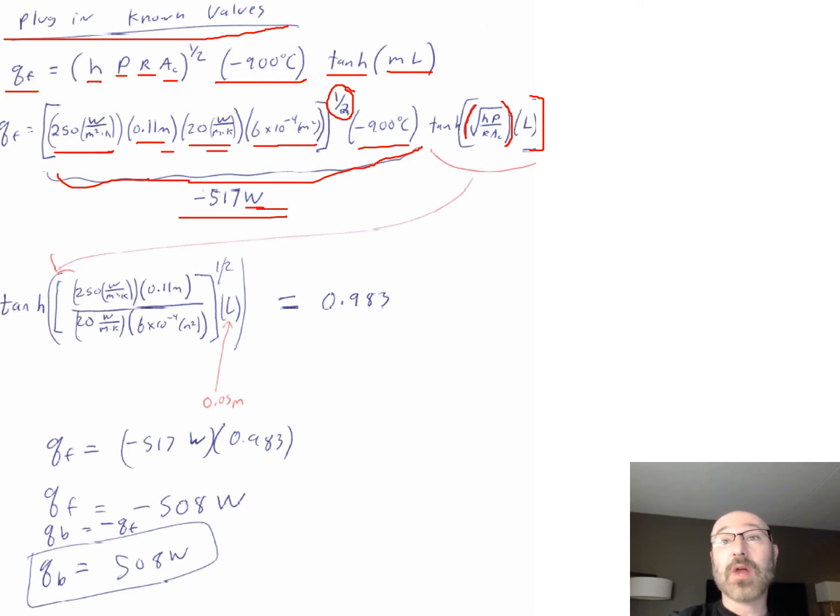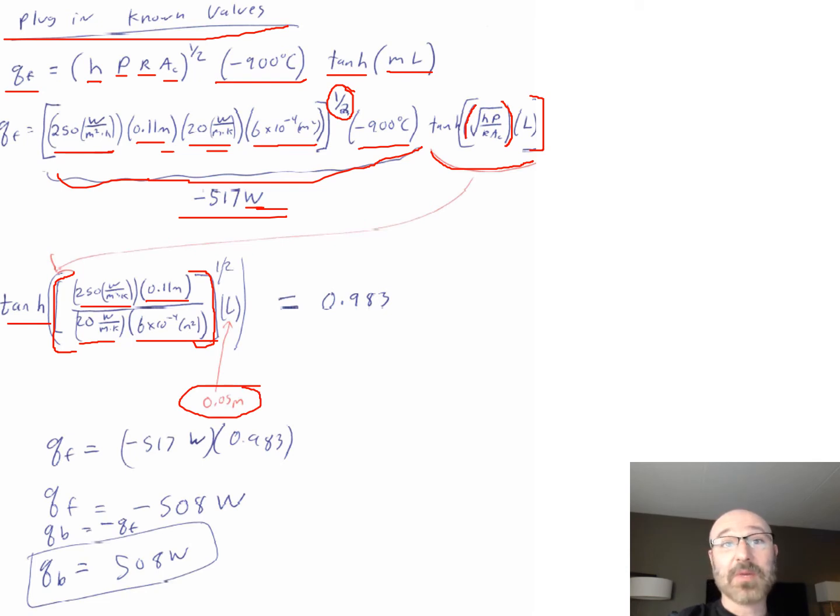Then we can deal with the right-hand side, because I know it gets a little funky there. So now we'll plug back in. We're looking at the hyperbolic tangent of our h, which is 250 watts per meter squared Kelvin. And then we have over here our P value of 0.11 meters. Then we have down here on the bottom our k value of 20 watts per meter Kelvin. And then we have over here our A sub C, which is 6 times 10 to the negative fourth meters squared. All of this to the 1/2, times our L. Well, we have an L value, that's 0.5 meters. It was given to us in the problem statement.